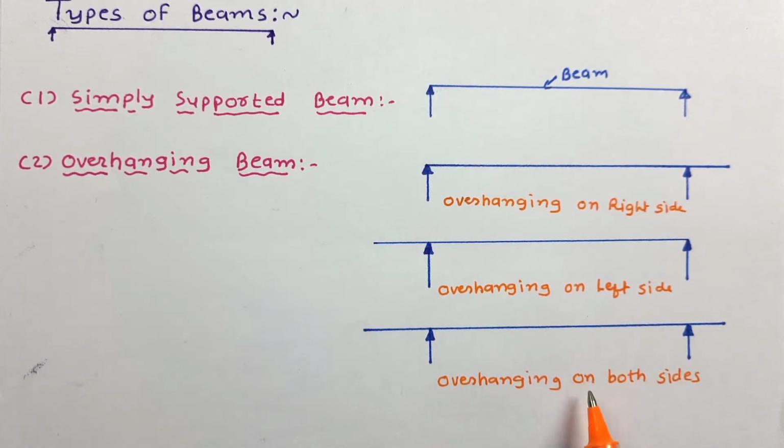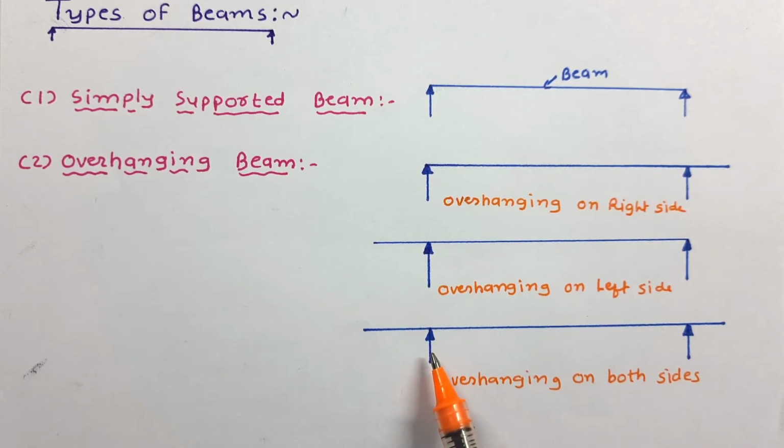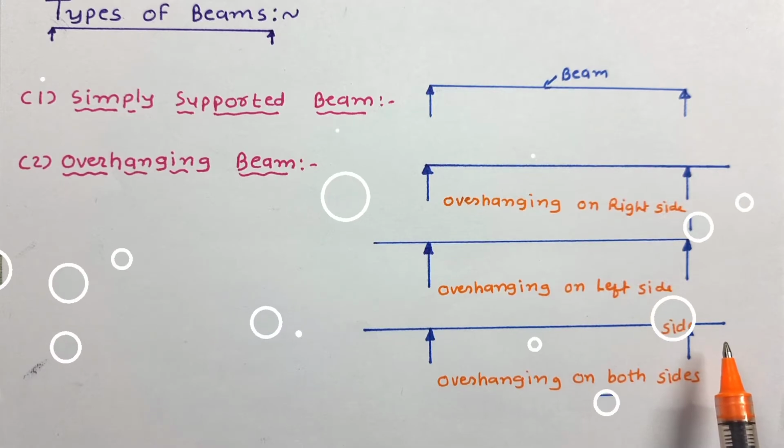And here in the third case, overhanging is provided on both sides of the beam, so it is called overhanging on both sides. This type of beam is not much stable as there is no connection between the beam and support. Moreover, some portion is also extended beyond the support.